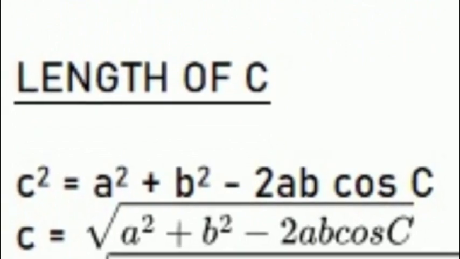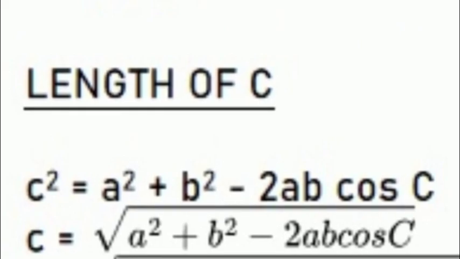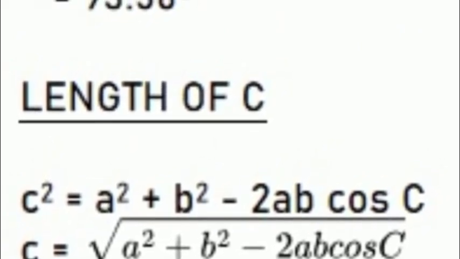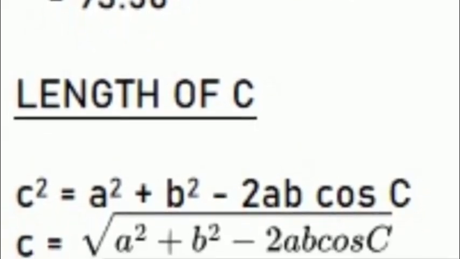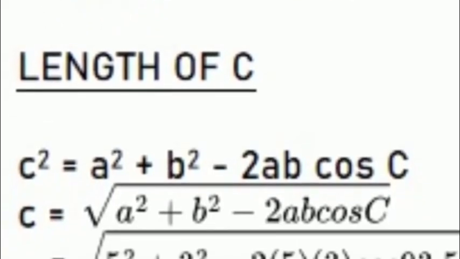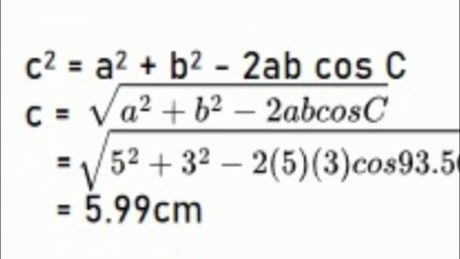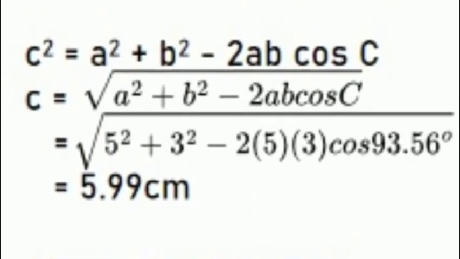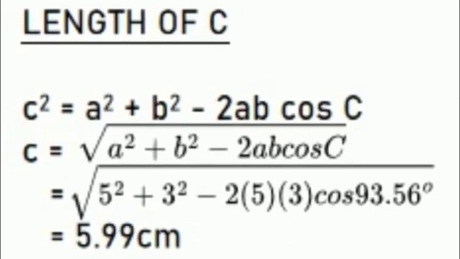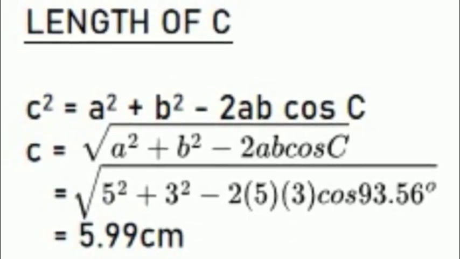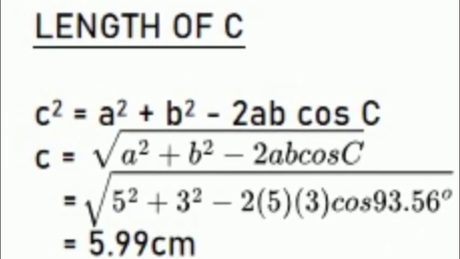Third step, we need to find the length of c. In this part, we will use the cosine rule. As we know, the cosine rule is c square equals a square plus b square minus 2ab cos C. So we move the square of c to the right side. So we get c equals square root of a square plus b square minus 2ab cos C. So we enter all the information that we found before: square root of 5 square plus 3 square minus 2 times 5 times 3 cos 93.56 degrees. So we get 5.99 cm.